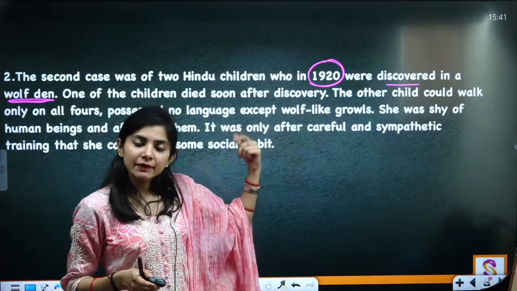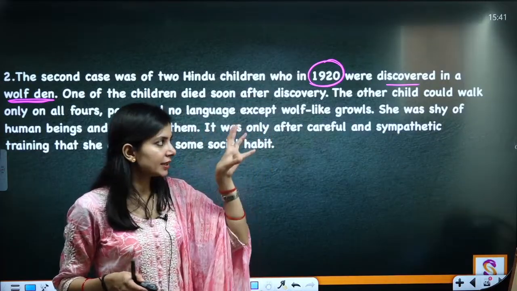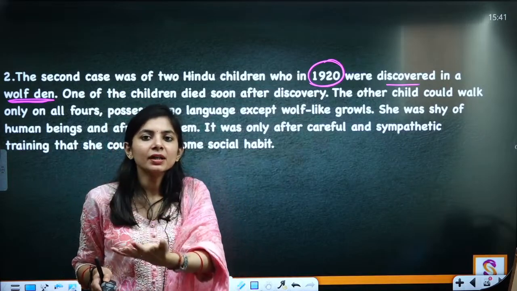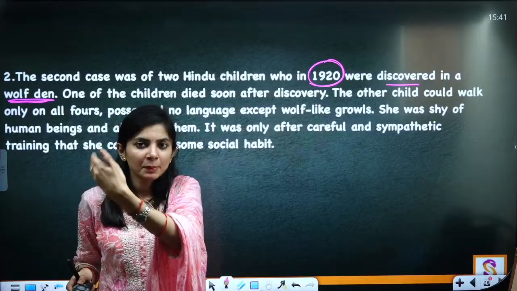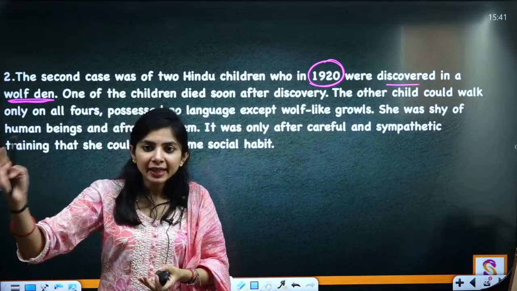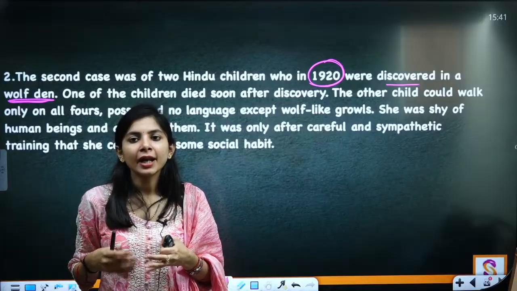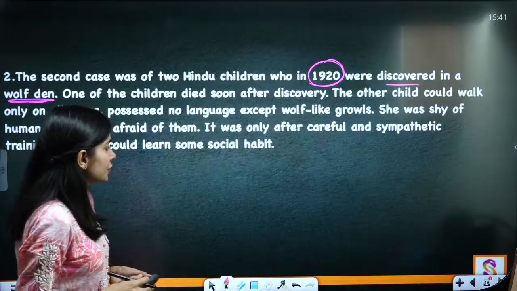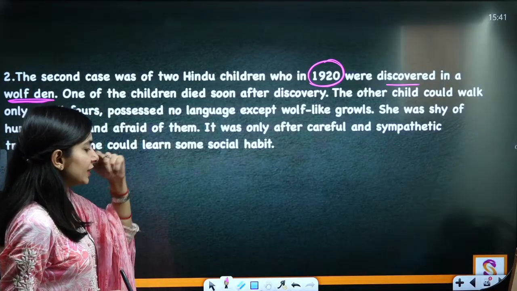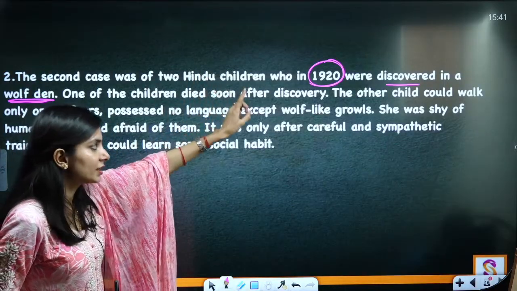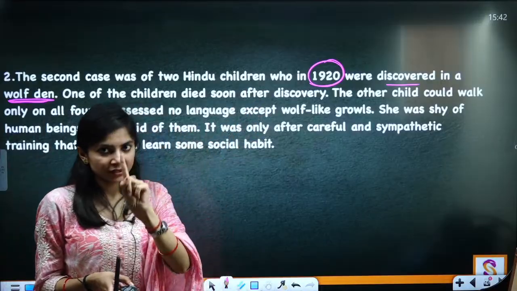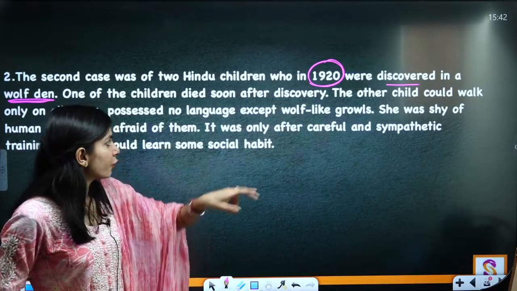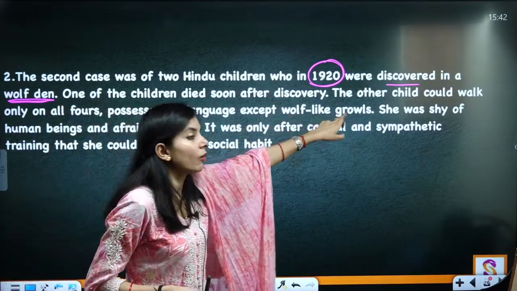In the same way, when these two girls were discovered, one girl, out of fear that these people, whom she was watching for the very first time, would hurt her, died. But the other girl had learnt only one thing while in the jungle, in the forest, from the wolf, and she was growling like a wolf.